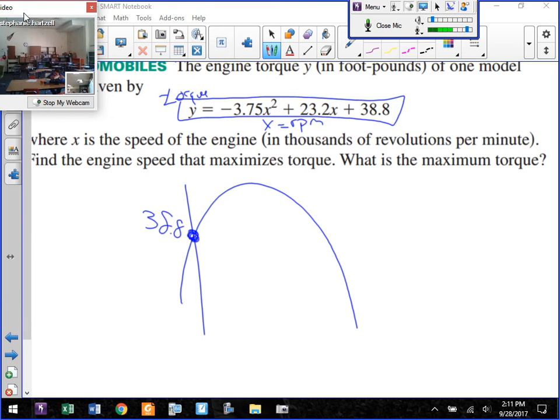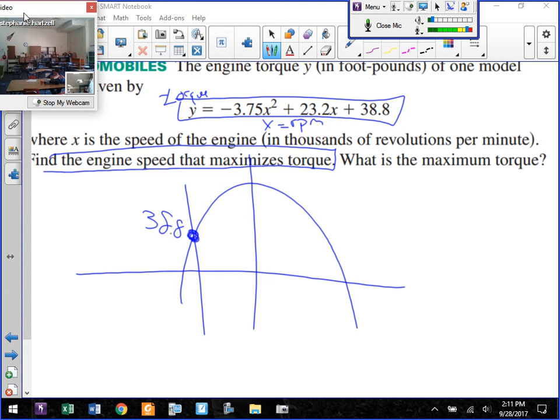Now, what I want to do is think about what it says. Find the engine speed that maximizes torque. Your maximized engine speed is going to be along your x value, isn't it? Wouldn't that be located at your vertex?